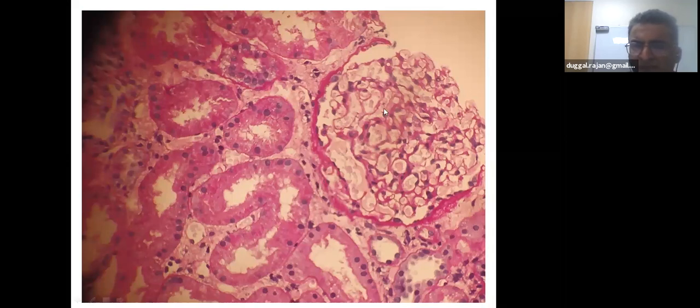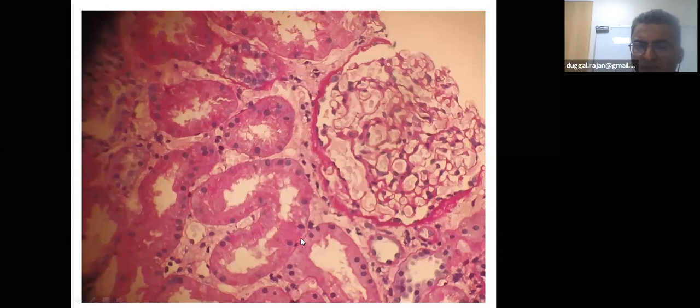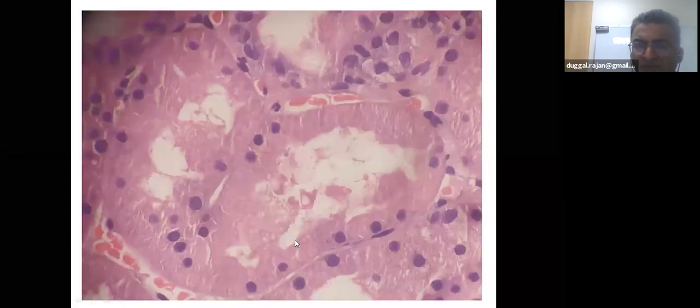The glomeruli, this is a PAS stain, which shows that the glomerulus is absolutely normal. The capillary loops are fine. There is no thickening of the capillary wall. There is no endocapillary proliferation. There is no extracapillary proliferation. And the tubules, you can see some separation. Majority of the tubules are back to back, but there is some separation of the tubules. I'll show high magnification of these tubules.